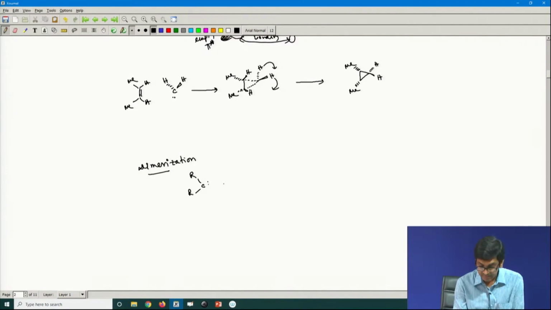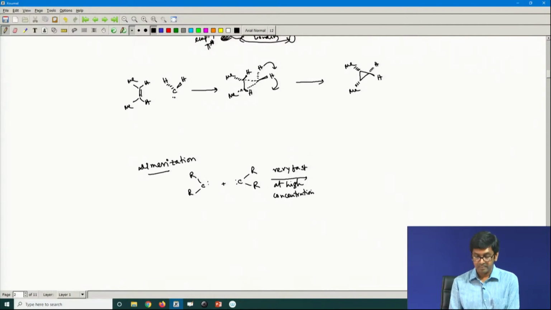So, you have this. This is very fast at higher concentration. Then they will give the corresponding olefin, and this dimerizes to give some olefin.